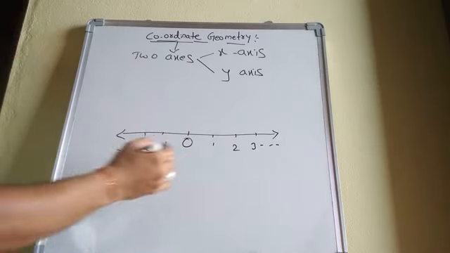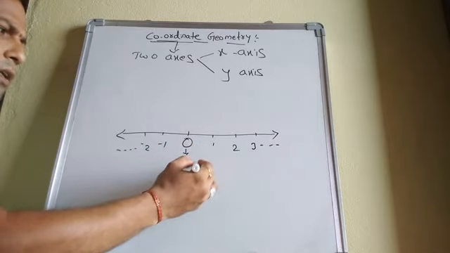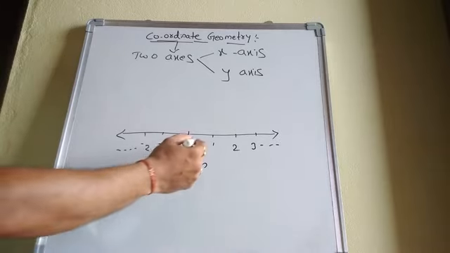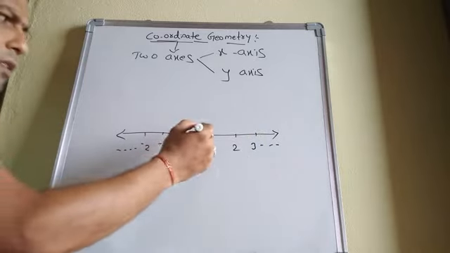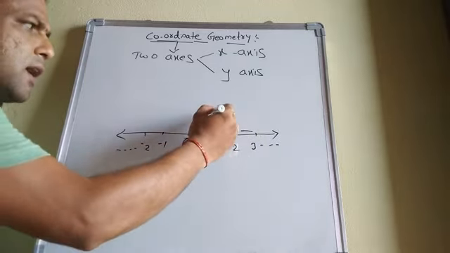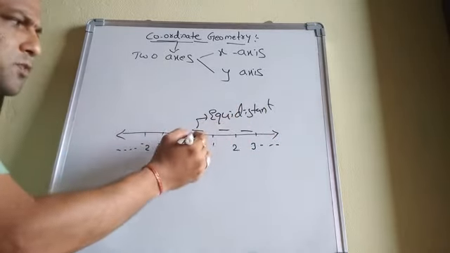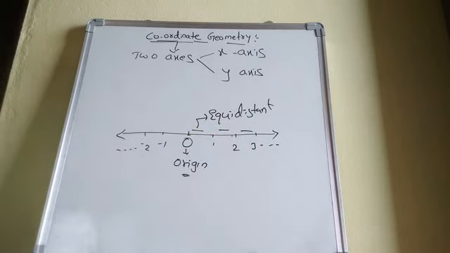What do we call this O? Origin. To its right we plot all the positive numbers, and to its left we plot all the negative numbers. What is meant by origin? It is the point from where all the distances are marked. All these distances are equidistant, that is, the space between 0 to 1, 1 to 2, 2 to 3 are all equal to each other.